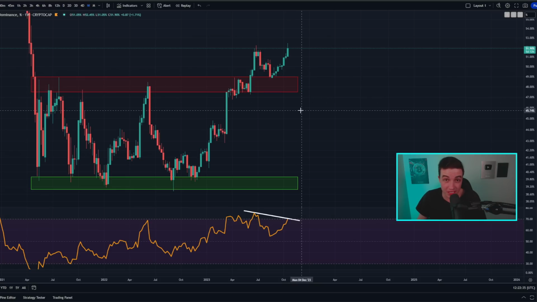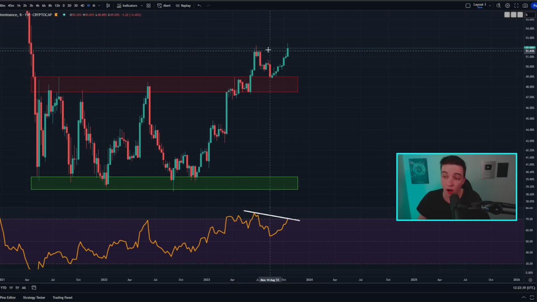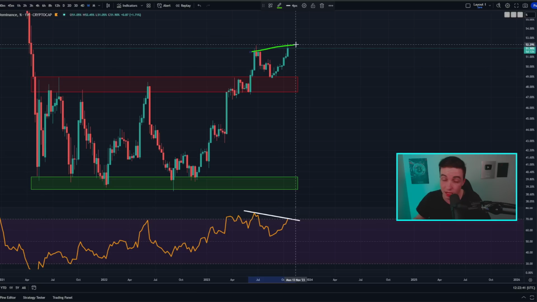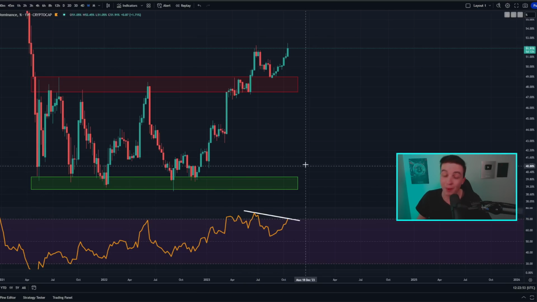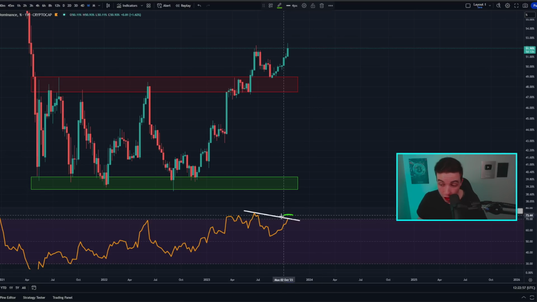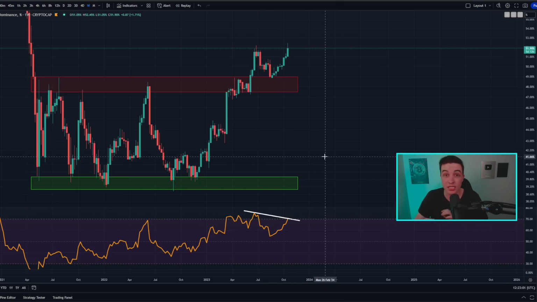But it is worth pointing out a possible bearish divergence is forming here in the Bitcoin dominance. Obviously, once again, higher highs forming in the Bitcoin dominance while lower highs are forming here in the RSI. But like I said earlier in the video for Bitcoin on the daily time frame, this potential bearish divergence for the Bitcoin dominance on the weekly time frame is not yet confirmed.